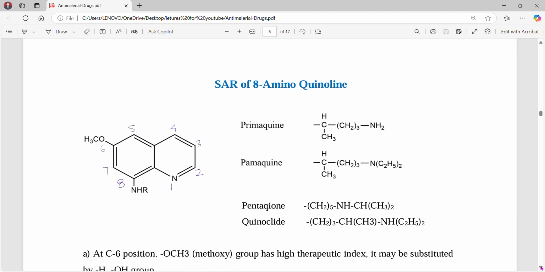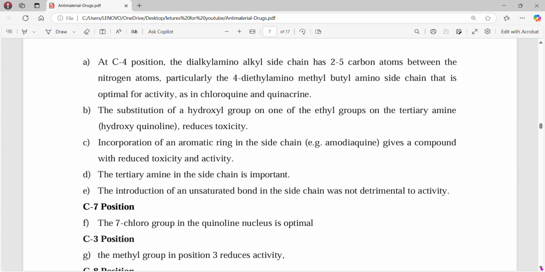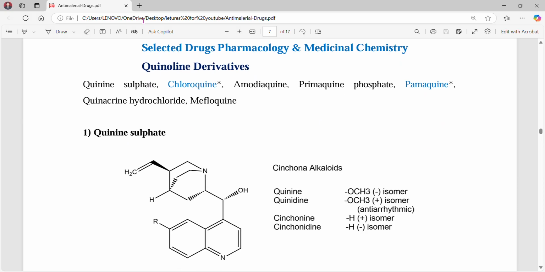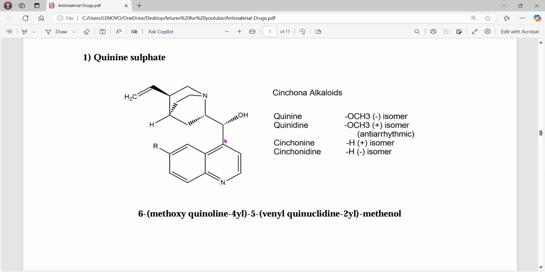Before we discuss the structure activity relationship of the individual drugs later on, let us first discuss what are these quinoline derivatives: quinine sulphate, chloroquine, amodiaquine, primaquine phosphate, quinacrine hydrochloride and mefloquine. So these are the quinoline derivatives used in the treatment of malaria. Now the first drug of our discussion is quinine sulphate.